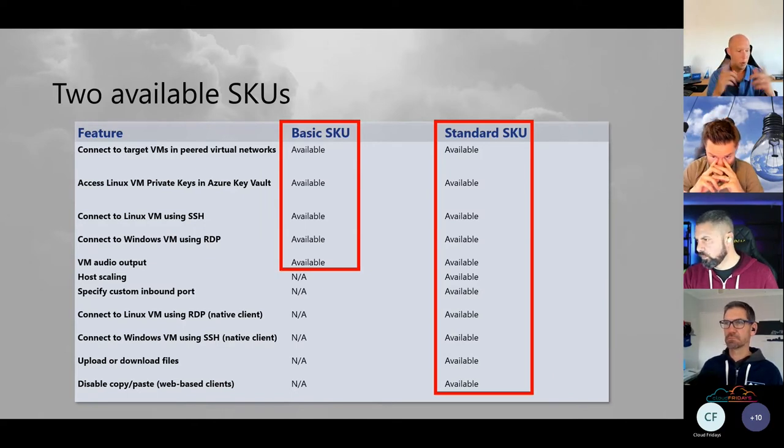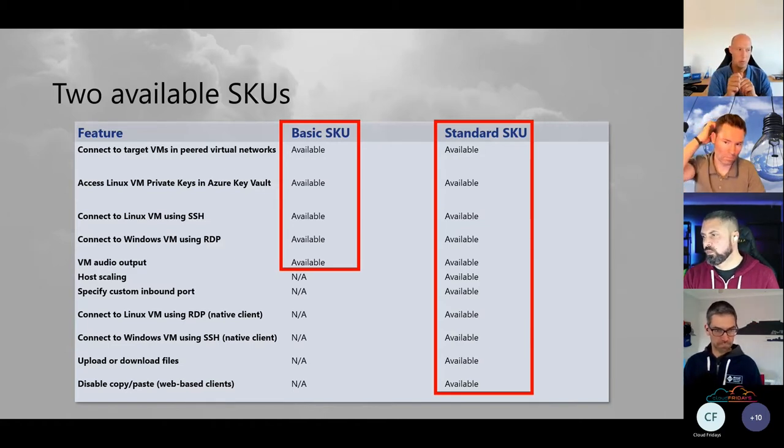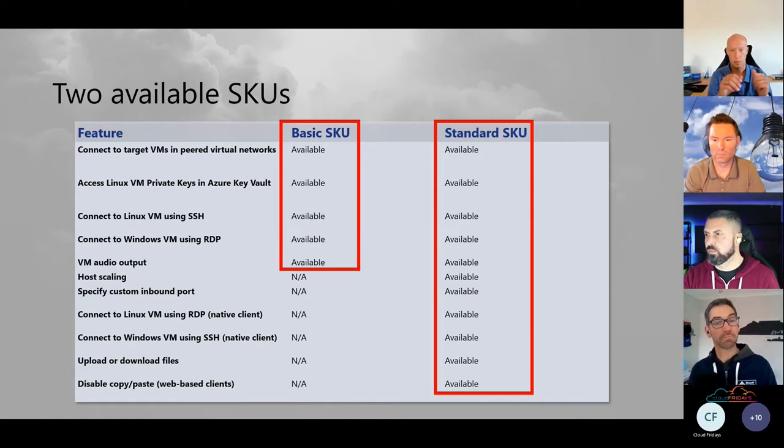Also a nice thing is to upload or download files. So if you want to really connect to the VM like you would do using a PIP, or if you are connected to your site-to-site or point-to-site connection and you want to upload files, download files, it is possible with the standard SKU at the moment. So that's a nice feature as well. And also a nice feature is you can disable the copy paste. So if you want to enforce some policies or do some advanced things, you have to go to the standard SKU as well.